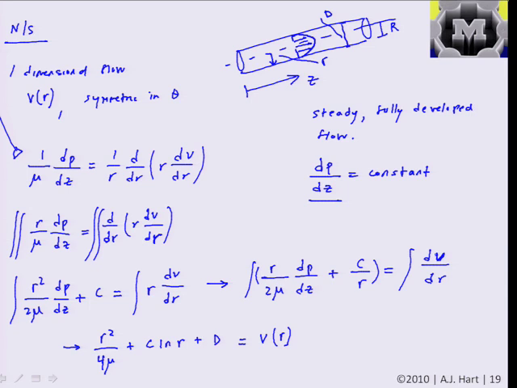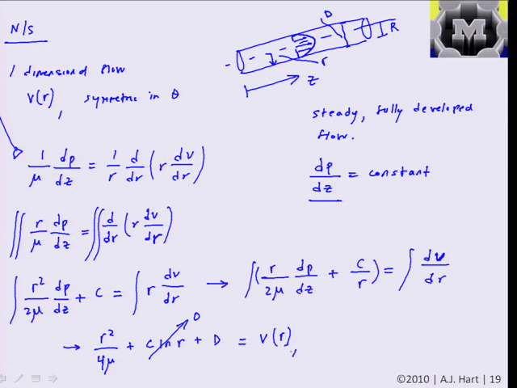And right away, we know that we need the velocity at the center of the pipe to be finite. And the natural log of 0 diverges, so by that we can immediately say that our constant c needs to be 0. So we can lose the term that's a function of c.